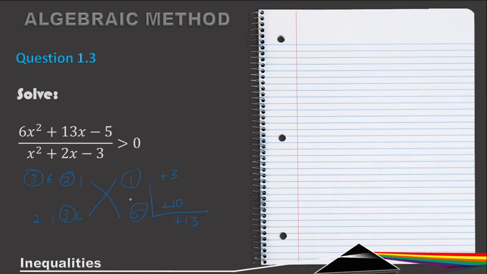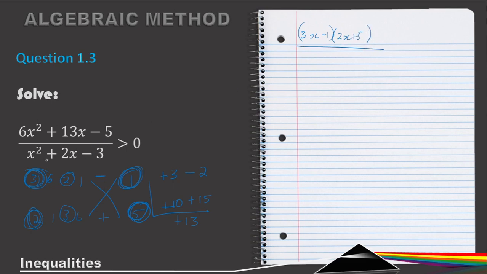So this is actually our real option. 3 times 5 is 15 and 2 times 1 is 2. So to get 13, I must say plus 15 minus 2. So put the minus over here and the plus over here. Our factors are 3x minus 1 and 2x plus 5. And that's over.